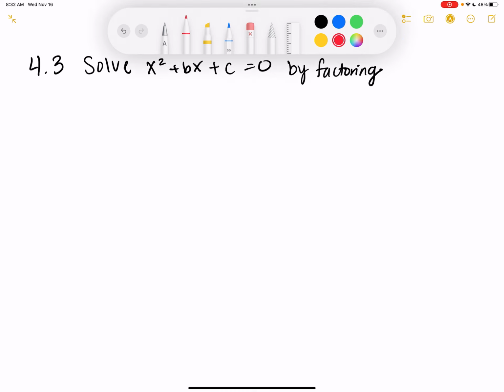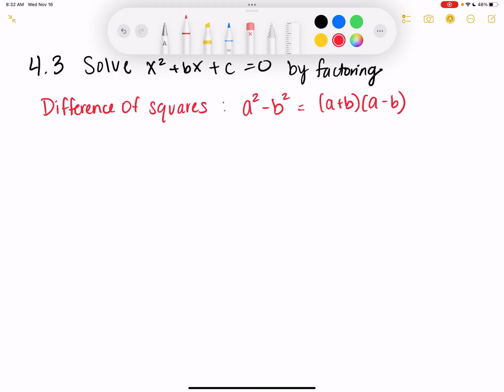But the special types are a difference of squares. So when you have two things being squared, if you did your notes like you're supposed to, you should already have this, but a squared minus b squared factors into a plus b times a minus b. Okay, and you can always check. There's never a reason to get factoring wrong, because you just FOIL it back, and when you do that, it goes back into what you started with originally.